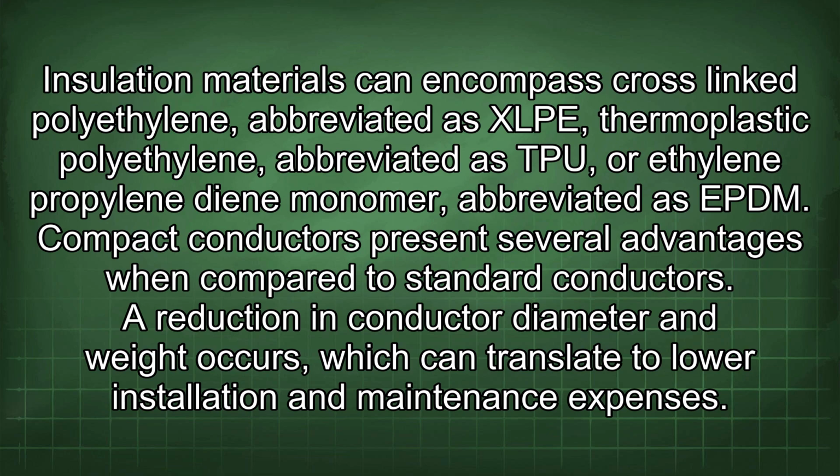Insulation materials can encompass cross-linked polyethylene, abbreviated as XLPE, thermoplastic polyethylene, abbreviated as TPU, or ethylene propylene diene monomer, abbreviated as EPDM. Compact conductors present several advantages when compared to standard conductors. A reduction in conductor diameter and weight occurs, which can translate to lower installation and maintenance expenses.